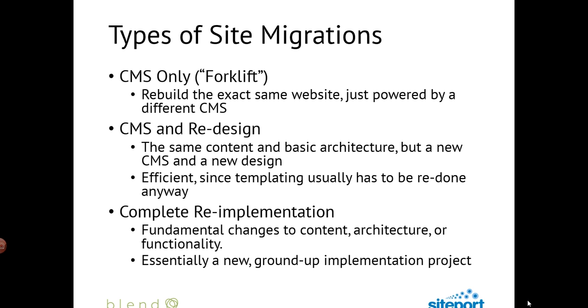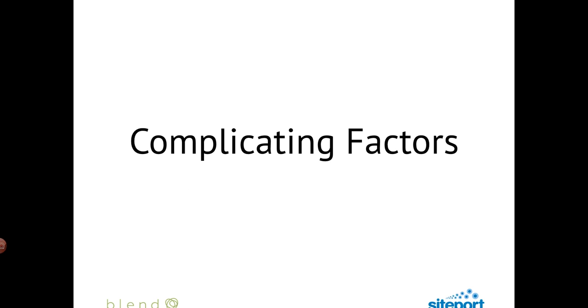And then the third type really might not be a migration at all. It's what we would consider a complete re-implementation. So you want to make fundamental changes to content, architecture, and functionality. And you're essentially doing a ground-up implementation project. It's really kind of a stretch to call that one a migration at all.